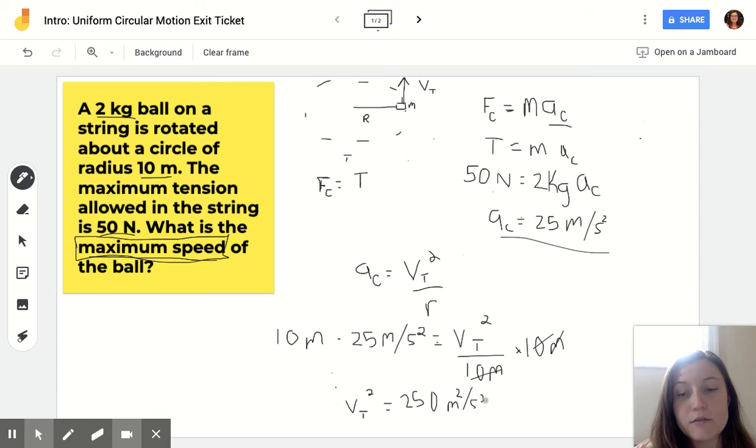Divided by seconds squared. So we take the square root of both sides. We see that our units will be dimensionally accurate. So we have meters per second.